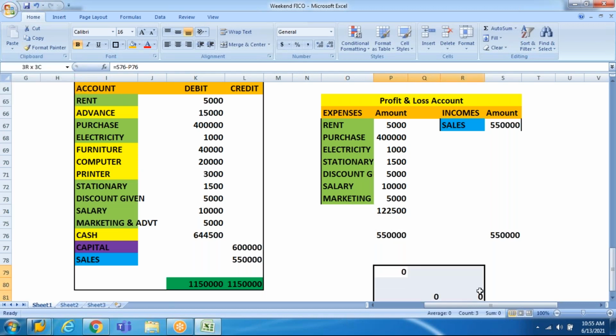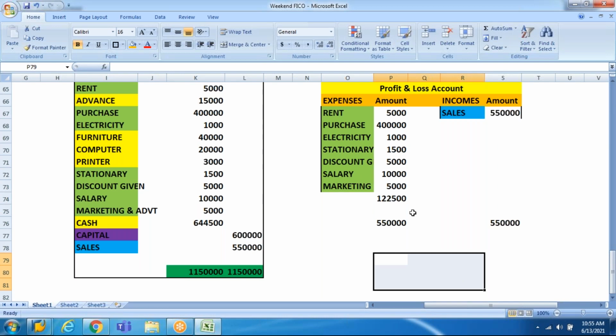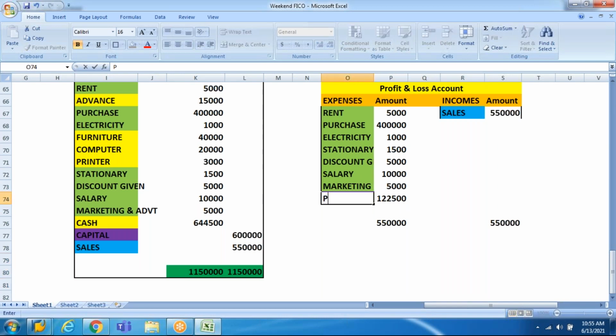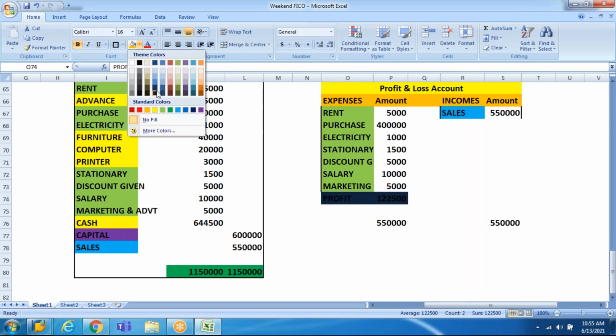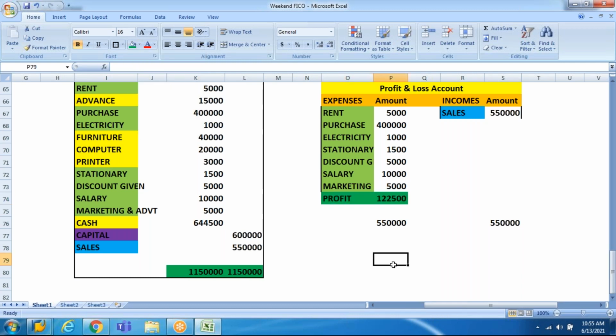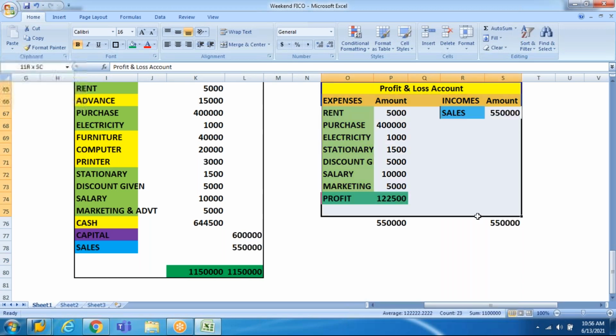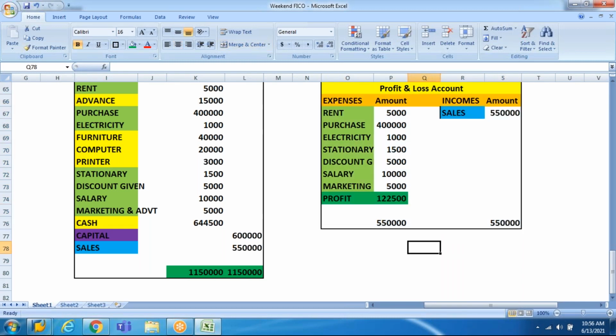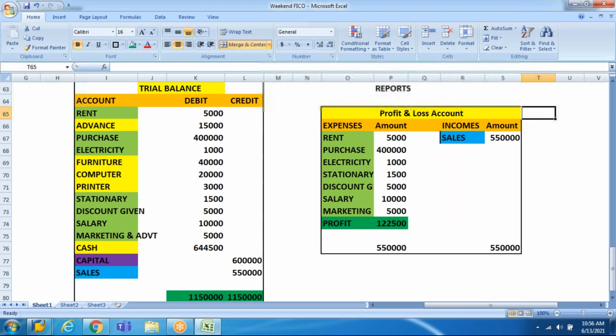Now debit credit matching. Yes. This is your profit. This is the P&L result, profit. Clear with this P&L? Yes. This is your P&L profit. Now last thing, let us draft the balance sheet.